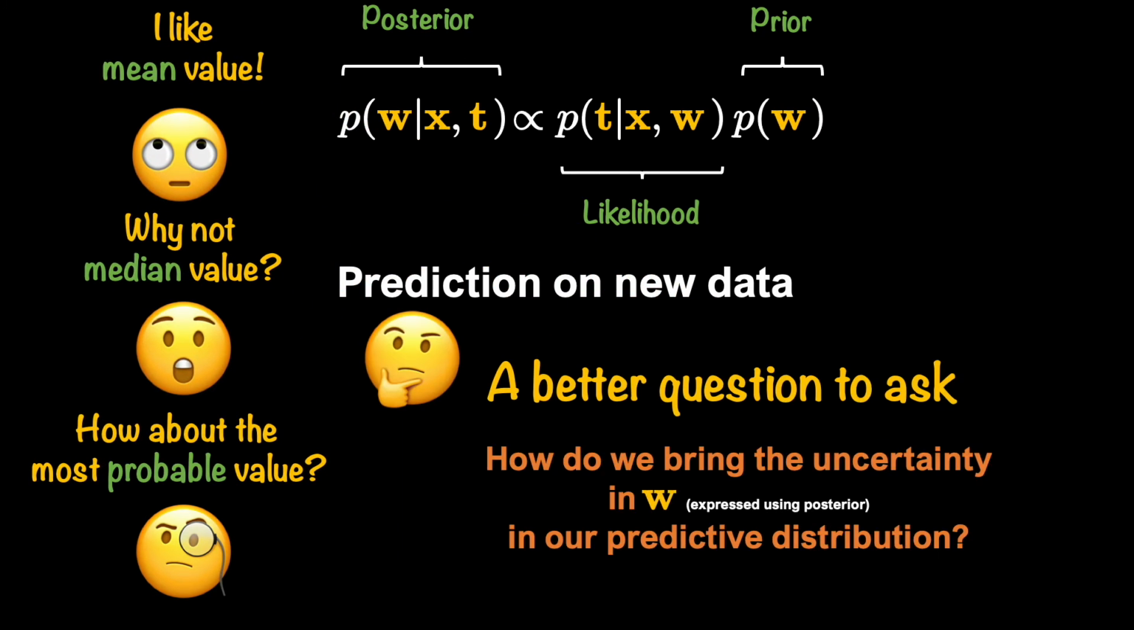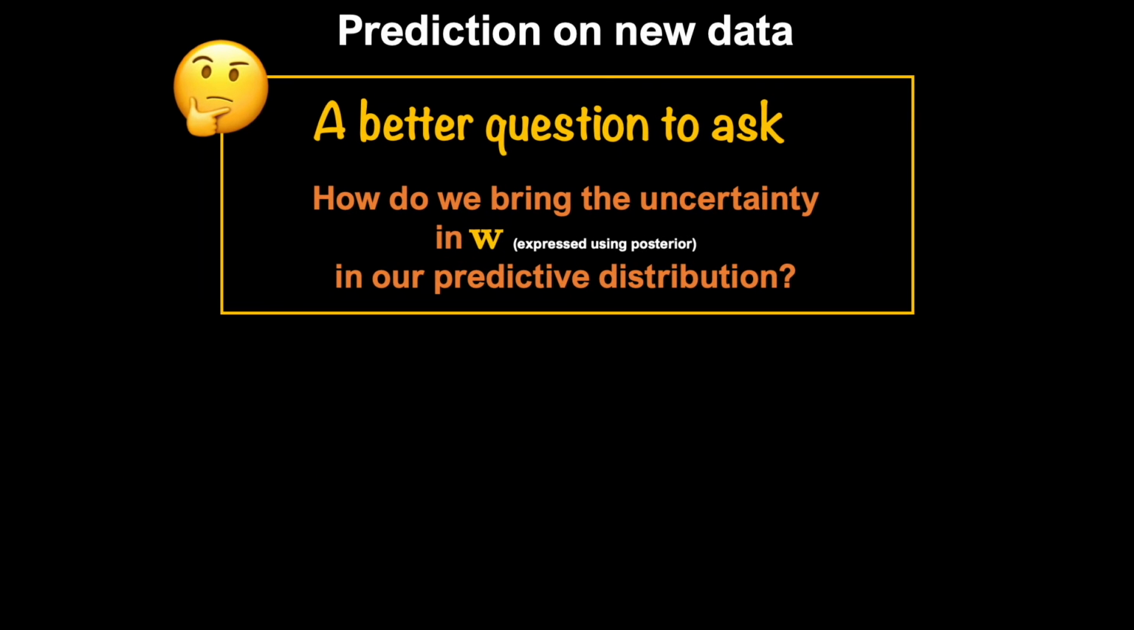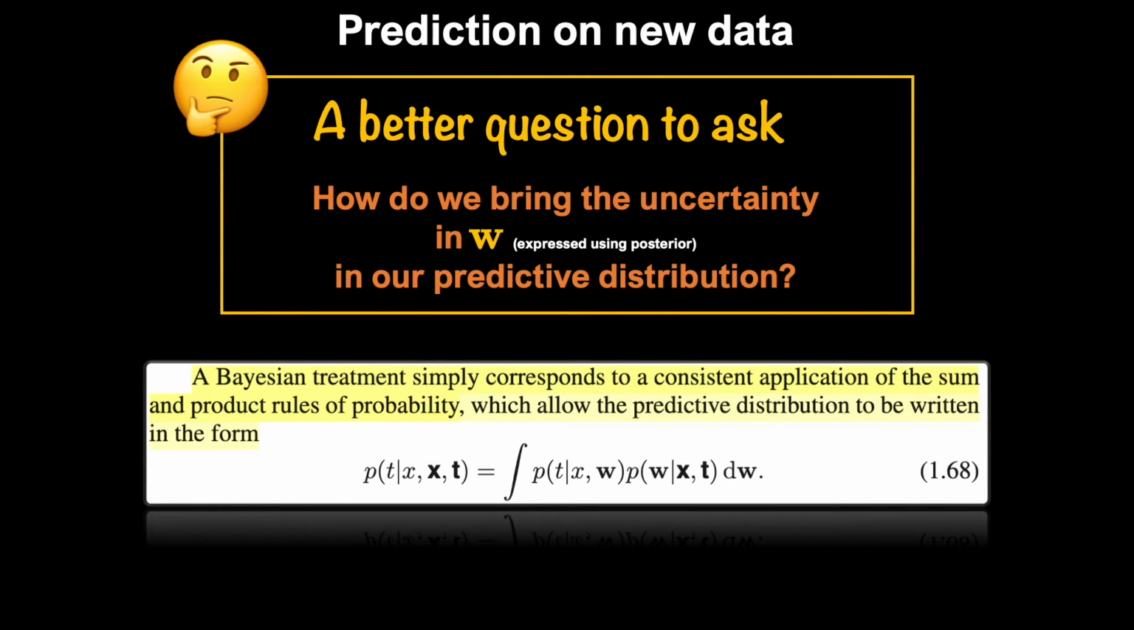Given all this, maybe we ought to rephrase our question or ask a better one. And here is one such attempt. The reason that we made our weights the random variables was so that we can use the uncertainty that they would provide.